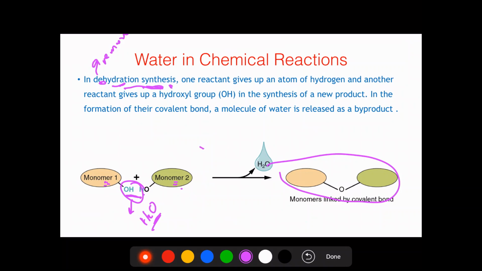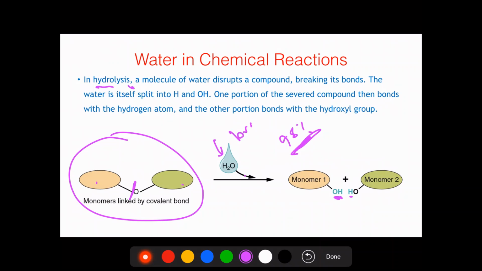Dehydration synthesis is for building, like building a protein, for example. Hydrolysis is for breaking down. You see all the food you are eating, it needs to be broken down to the basic substances. This is happening through hydrolysis reactions.